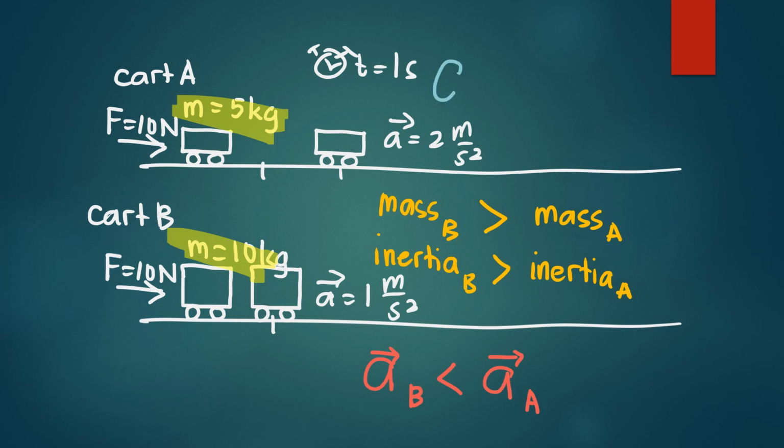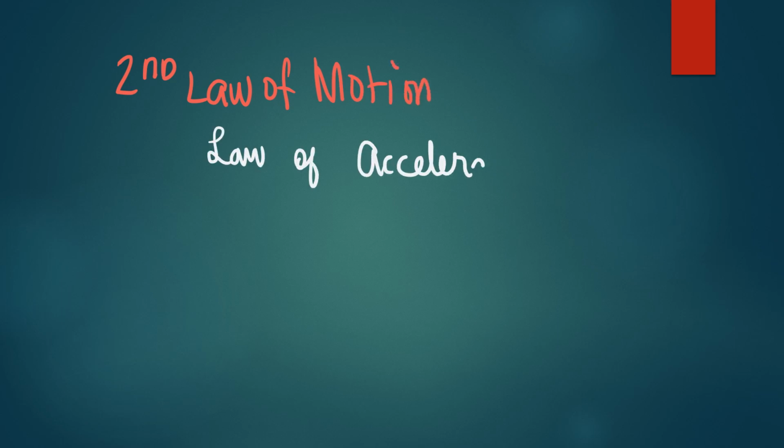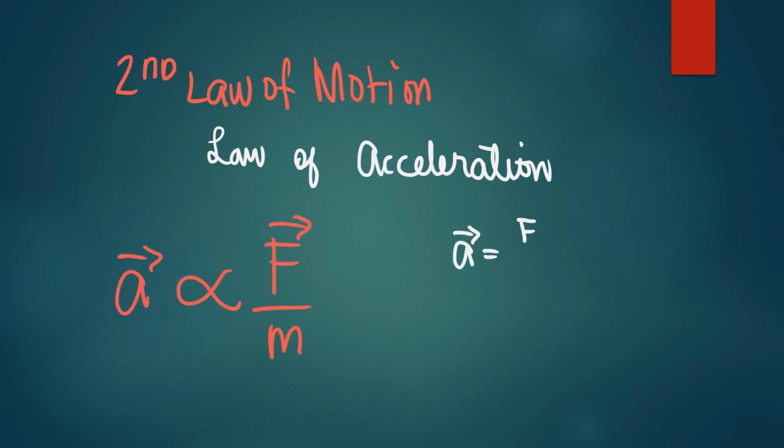Combining the effects of force and mass to acceleration, we could now state the second law of motion, or the law of acceleration. The law of acceleration states that acceleration is directly proportional to force but inversely proportional to mass.